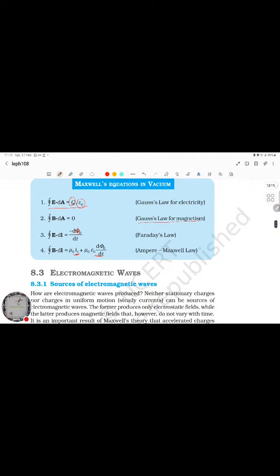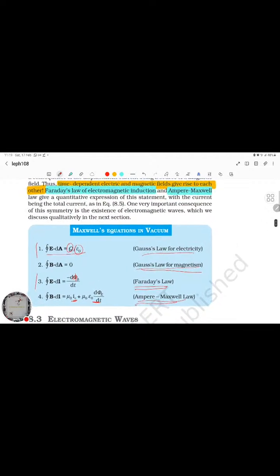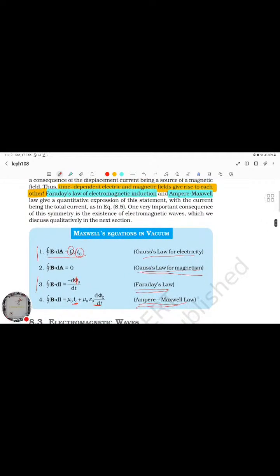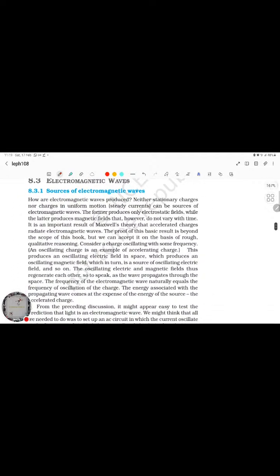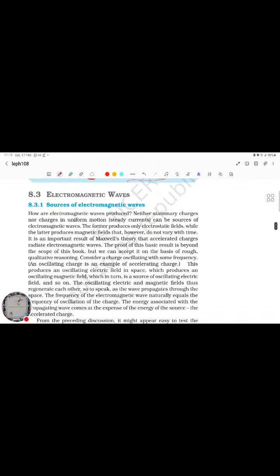And these are the four laws known as Maxwell's equations: Gauss's law for electricity, Gauss's law for magnetism, Faraday's law and Ampere Maxwell law. These four together are Maxwell's equations in vacuum. This gives the quantitative expression that the time dependent electric and magnetic field give rise to each other. So let's see electromagnetic waves, which are the consequence of this.